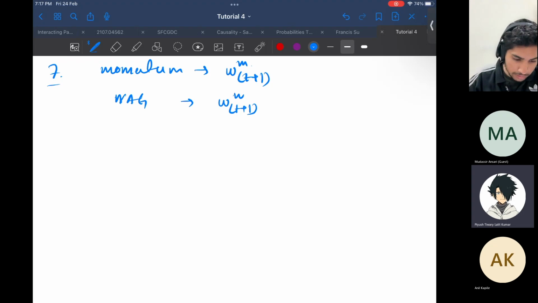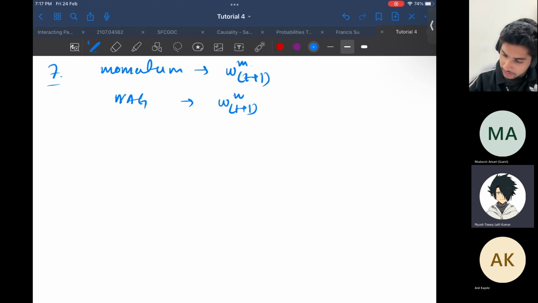So from the momentum based update, we know that wt plus 1 m will be equal to wt minus gamma times update at time step t. Okay. We know this. So if we substitute the update t here, what will it become? Minus gamma times update t minus 1 minus eta times gradient with respect to wt. Okay, this is what it is.